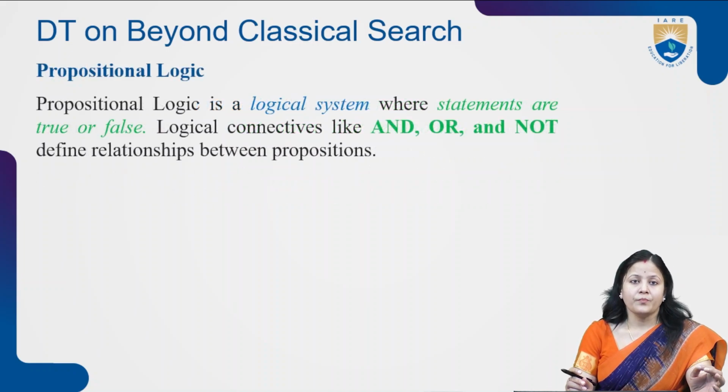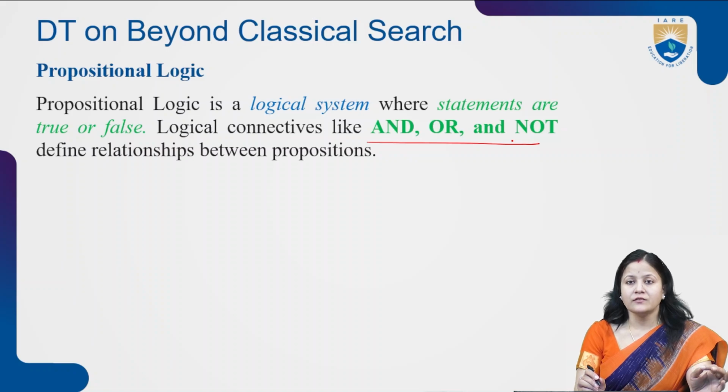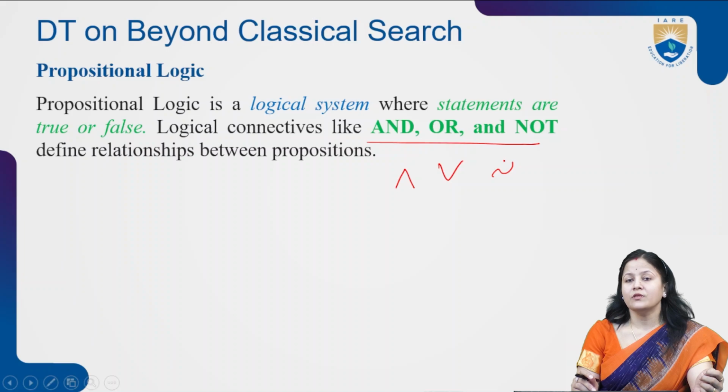Now the next term is propositional logic. Propositional logic is a logical system where the statements are considered either true or false. A few logical connectives are used, like AND, OR, and NOT. We use symbols for AND, OR, and NOT, which define the relationship between the propositions.